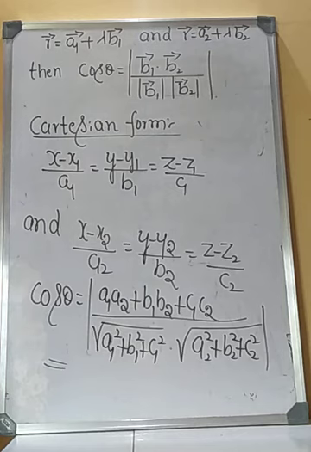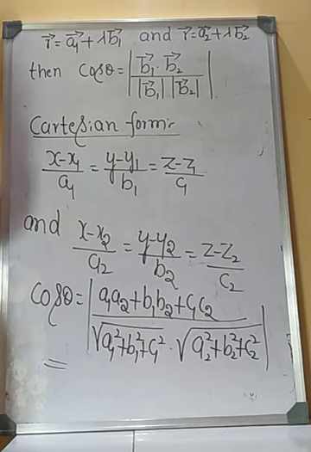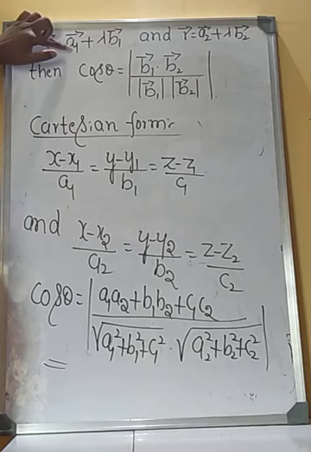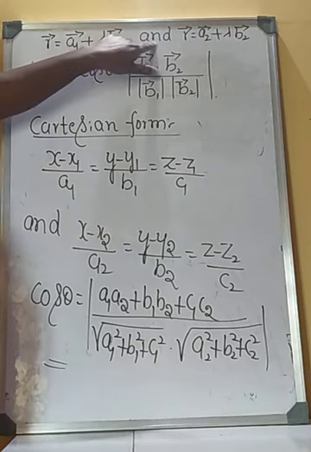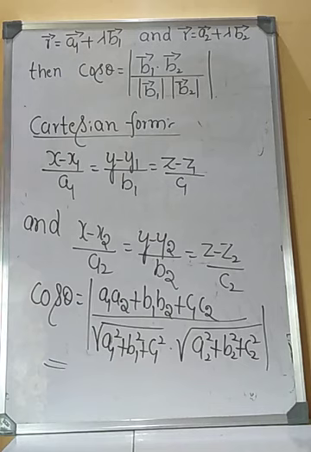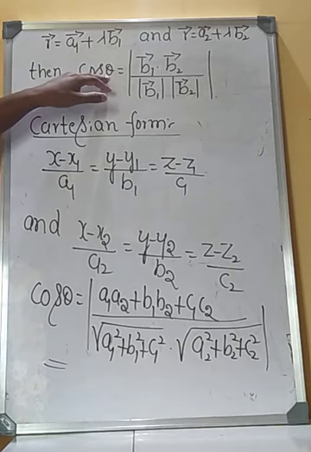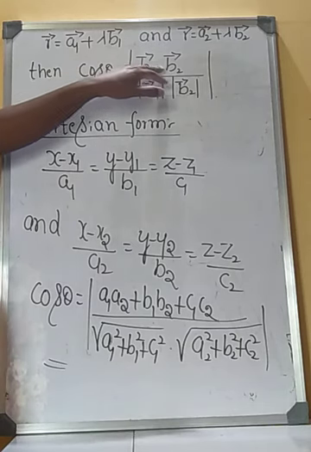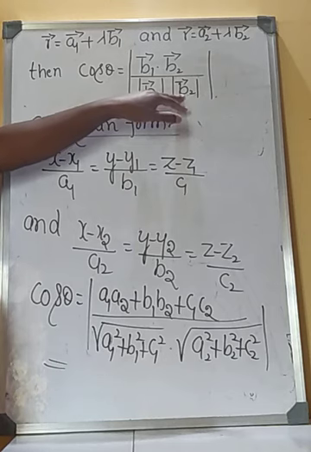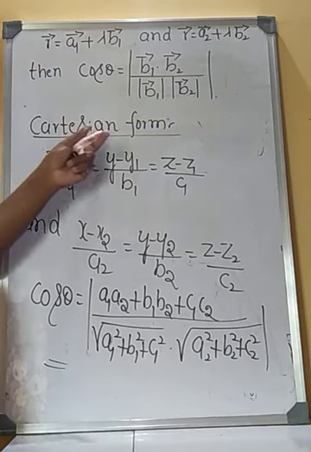Once again, if the angle between two lines L1 and L2, when their equations are given in vector form, r vector is equal to a1 vector plus lambda b1 vector and r vector is equal to a2 vector plus lambda b2 vector, then cos theta, that means the acute angle between the lines, is given by cos theta is equal to the magnitude of b1 vector dot b2 vector dividing by magnitude of b1 vector into magnitude of b2 vector.